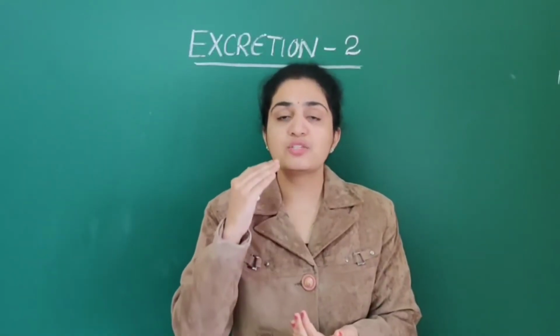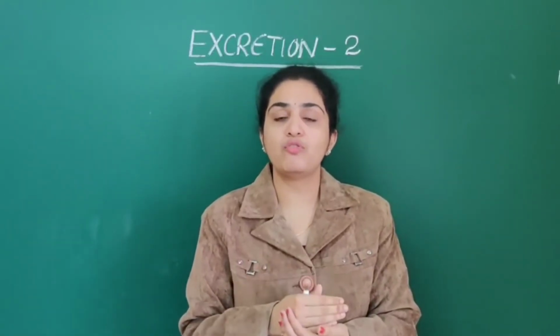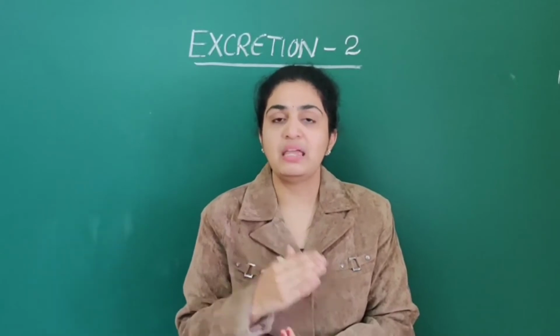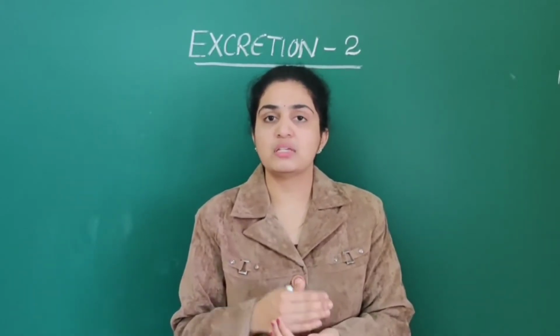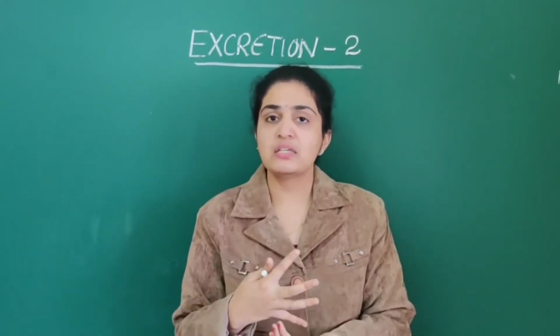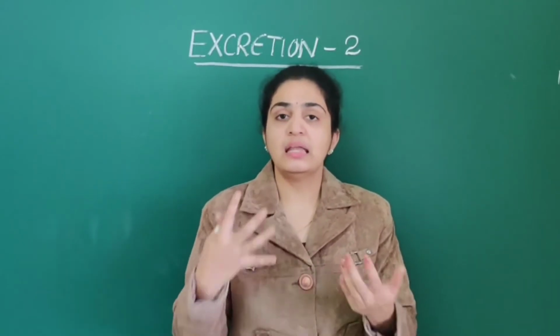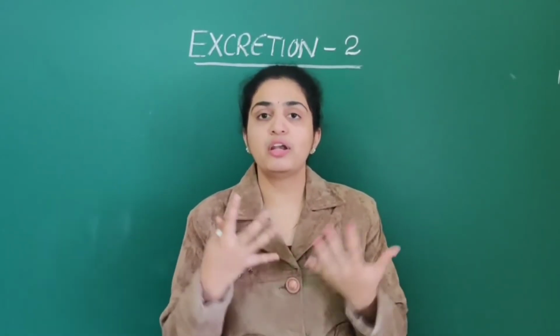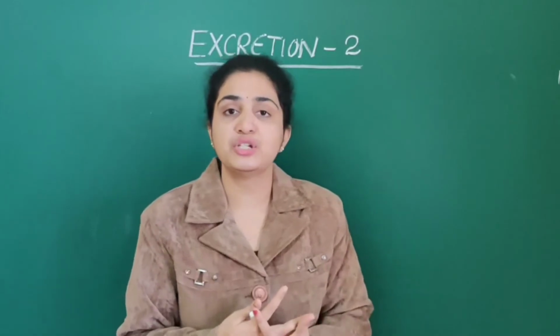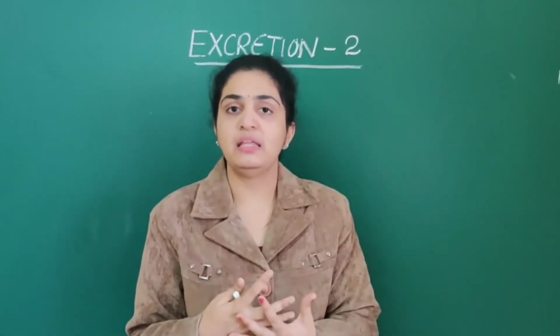Uric acid requires very little amount of water. So these are the main excretory products we have discussed. Next we have discussed about the kidneys. Kidneys play a very important role in this process of excretion in humans mainly.